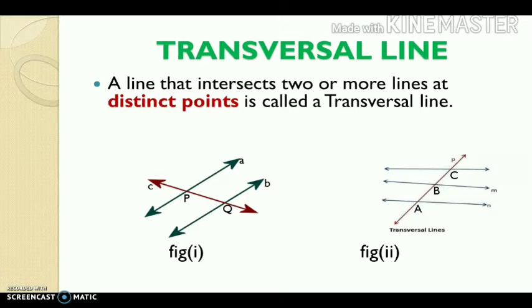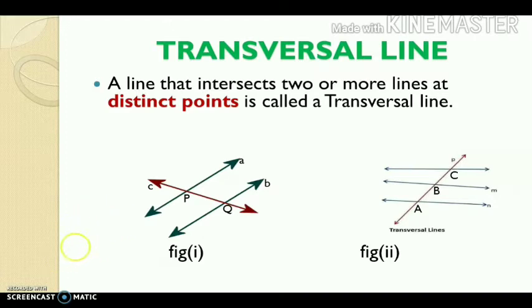A transversal line: a line that intersects two or more lines at distinct points is called a transversal line. एक ऐसी लाइन जो टू और मोर लाइंस को अलग अलग पॉइंट पर मीट करे उसको ट्रांसवर्सल लाइन कहते हैं.